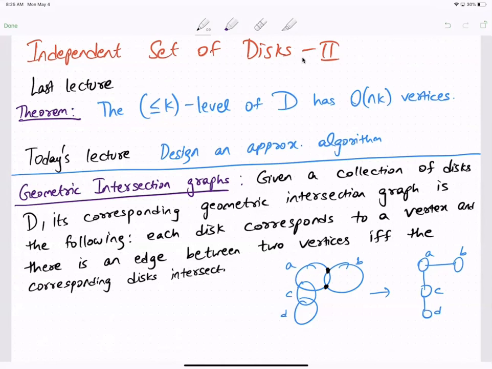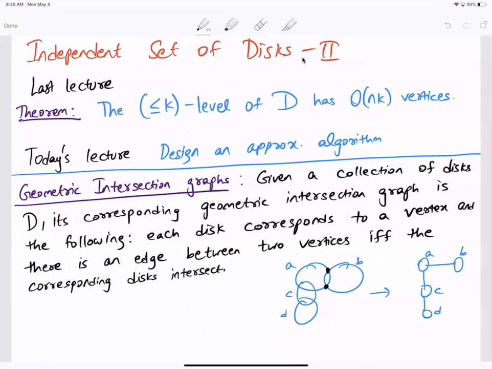One thing is the notation might get confusing, but from the context it should be very clear that when we say vertices in the geometric context, we mean these black points formed by the intersection of the disks. But in the graph world, when we say a vertex, it's just a vertex corresponding to a disk. So that should be clear from the context.